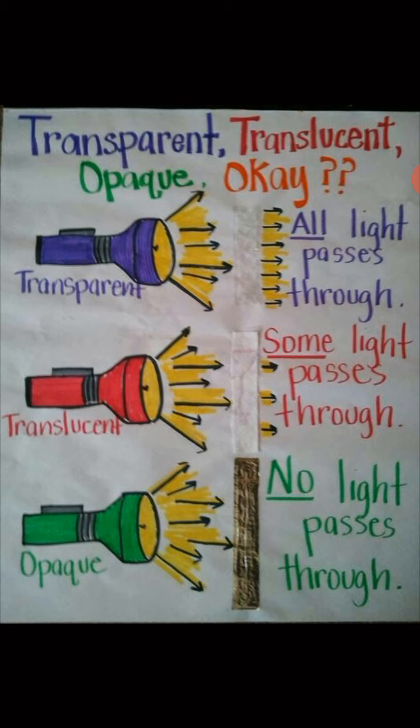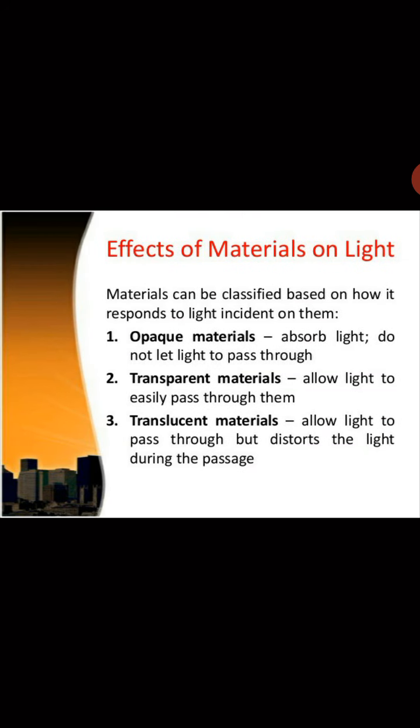So let's see what names are given as far as light passing through the objects is concerned. The materials which do not allow light to pass through them are called opaque materials. Let's take an example, wood. Wood does not allow light to pass through it, so it's an opaque material.